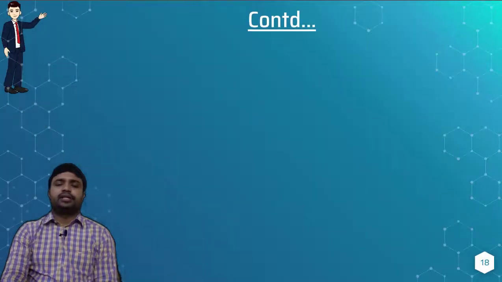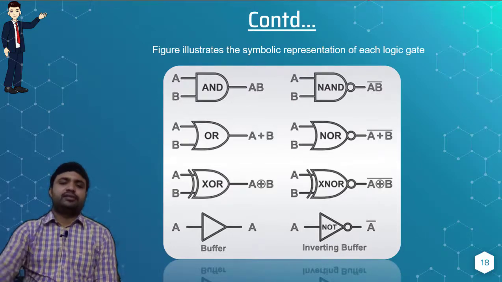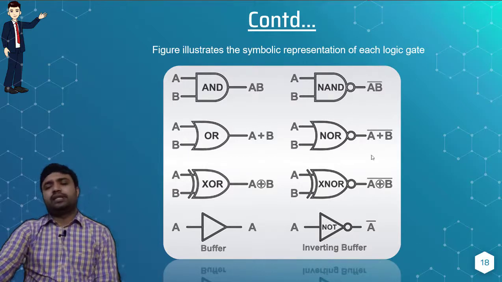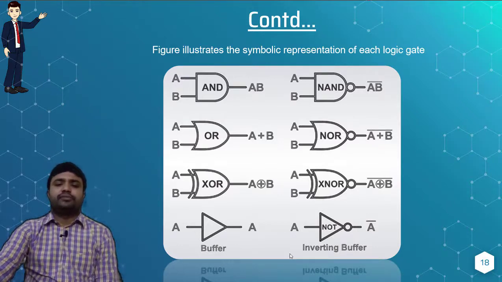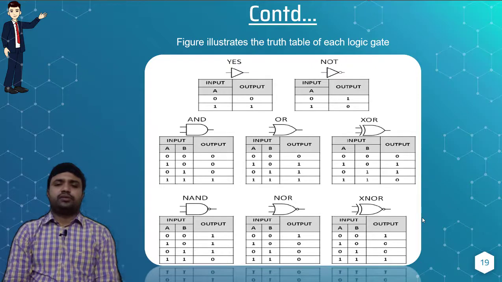Okay, next. So these are the figures where you can see the symbolic representation of each logic gate. The first one is the AND gate, the second is the OR gate, the third one is the XOR gate, this is the buffer, and next is the NAND gate. You can see that there is a bubble placed at the output end, and automatically the AND gate is converted into a NAND gate. Likewise, OR is converted into NOR gate, XOR is converted into XNOR gate, and buffer into NOT gate. Okay, right, next. So these are the truth tables for all the gate combinations.